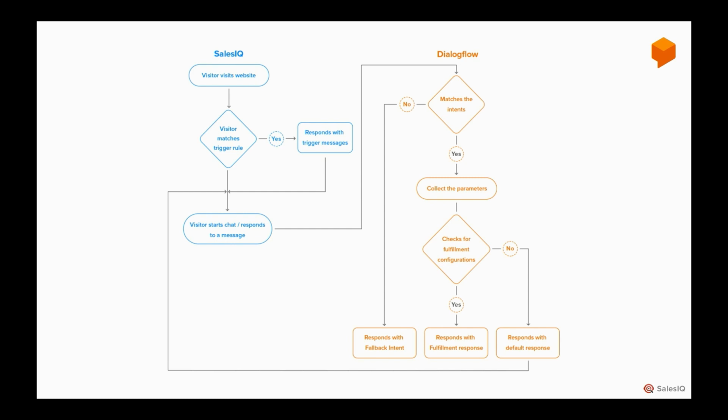When the intents match, Dialogflow will start collecting the missing parameters and then it will start checking for fulfillment configurations. In case there are no fulfillment configurations, Dialogflow is going to respond to the visitor's query with default responses. In case the intents do not match, Dialogflow will respond with a fallback intent. Following this, the fulfillment scripts will be executed inside Dialogflow and the responses are returned to the Zobot to be displayed inside the chat window to your website visitor.